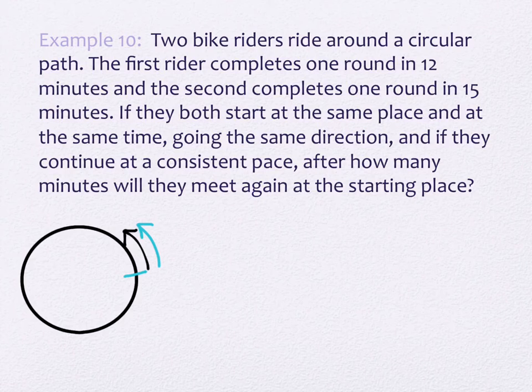They go at a consistent pace. Consistent pace is important, right? If they slow down or speed up, that is, it takes them 12 minutes the first time, and then 13 minutes the second time, and then 15 minutes the third time, then this doesn't work. So the consistent pace is really important for this to make sense. They've got to go 12 minutes to get lap 1 done, another 12 minutes to get lap 2 done, another 12 minutes to get lap 3 done. It's a consistent pace. The question says, after how many minutes will they meet again at the starting place?